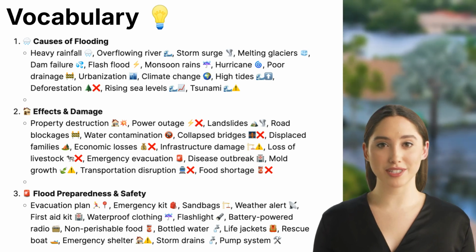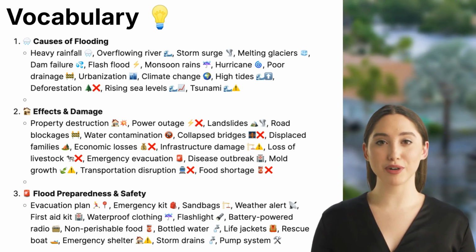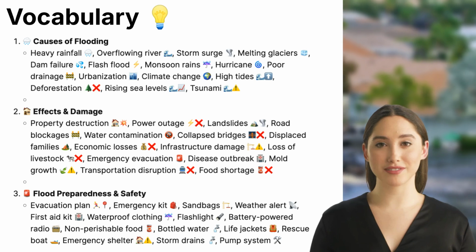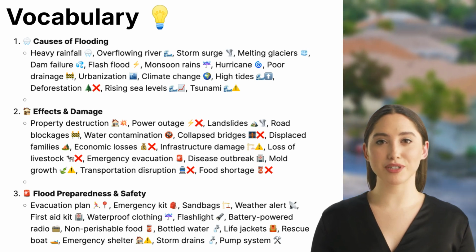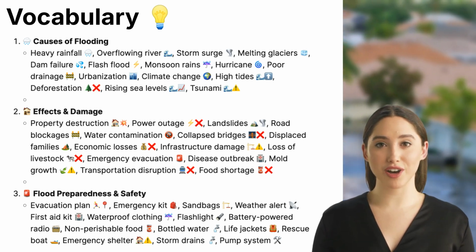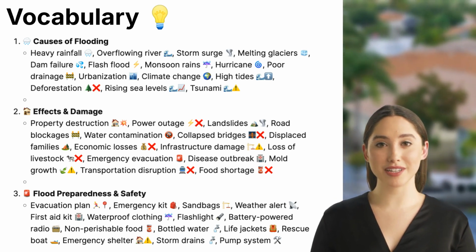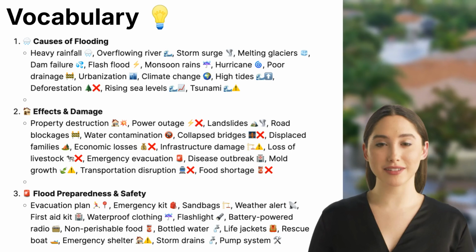Mold growth. Moist environments after flooding lead to mold, which can cause health problems. Transportation disruption. Floods can shut down airports, trains, and public transport. Food shortage. Crops and food supplies can be destroyed, leading to food scarcity. 3. Flood preparedness and safety.